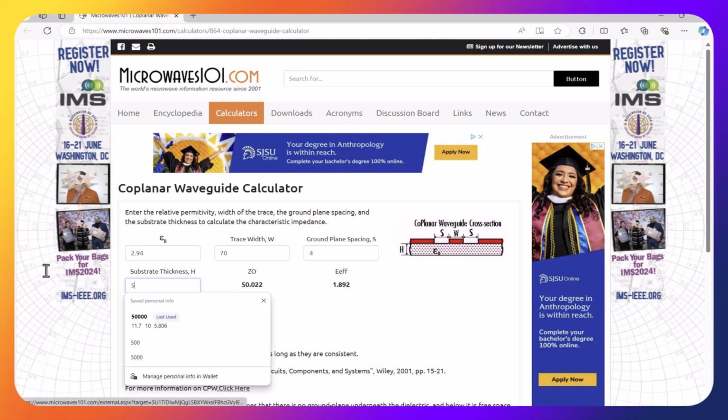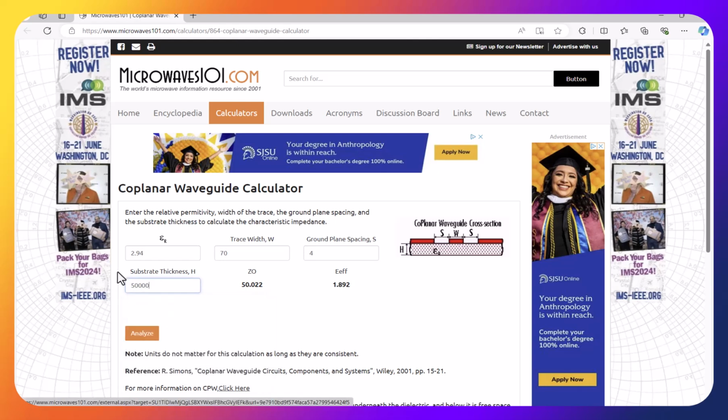The substrate, I know it is very thick, so I just put 50,000 units. The substrate is silicon, so I put 11.7. And then the width, I put 10 micron. Again, we don't need to put in the units because it does not depend on units. It only depends on the ratio. If I ask it to analyze, it is too small. So after a few trials, we find that it's about 0.8. Is that right?